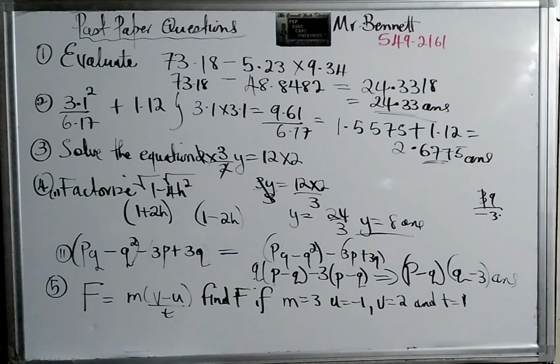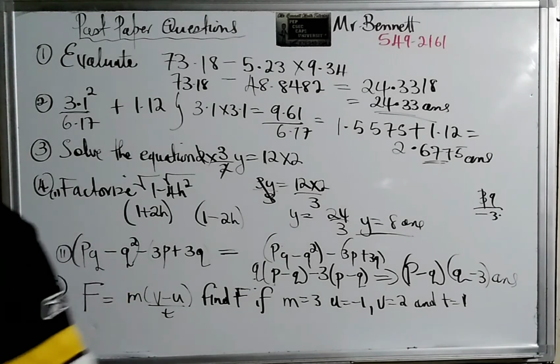Alright, this one says find the value of f if m is equal to 3, u is equal to minus 1, and v is equal to 2, and t is equal to 1. So many variables there. I lose it, guys. It's been a rough day for me, tired, but I have to keep up the work.